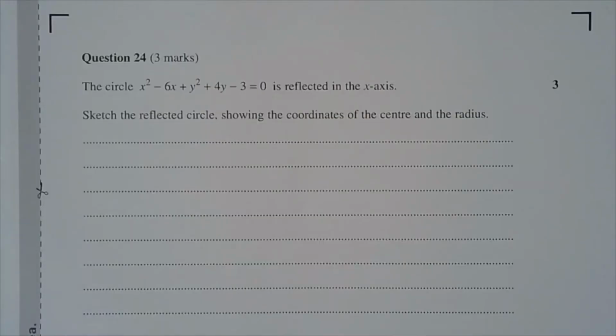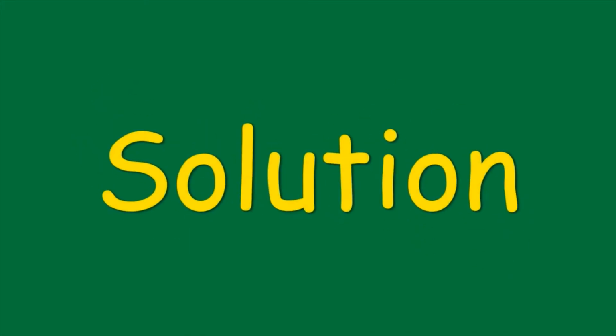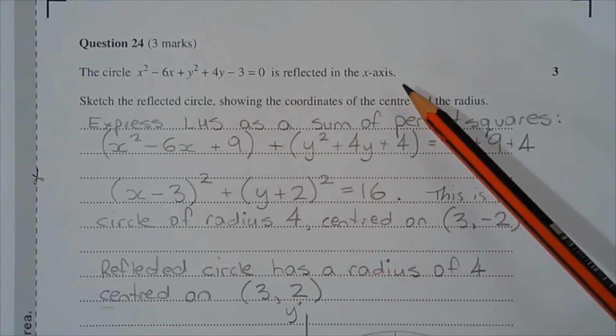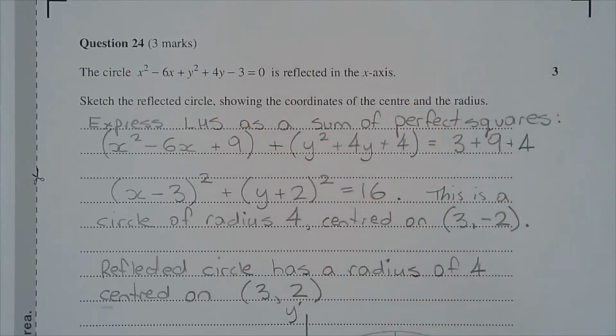Question 24. The circle x squared minus 6x plus y squared plus 4y minus 3 equals 0 is reflected in the x-axis. Sketch the reflected circle, showing the coordinates of the center and the radius. Reflecting a circle in the x-axis changes the y-coordinate of its center while leaving its radius unchanged. To find the coordinates of the center and the radius of the original circle, we express the left-hand side as a sum of perfect squares.